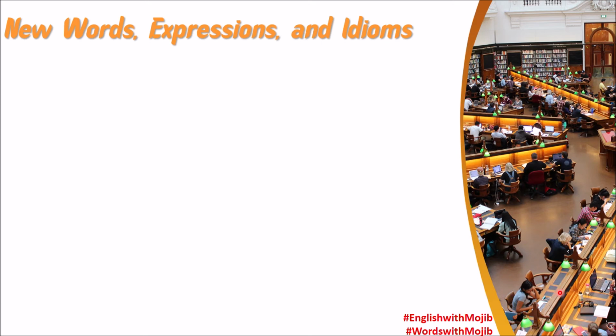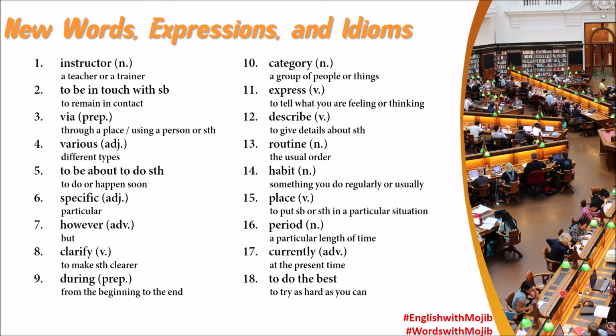New words, expressions, and idioms. Let me read them a bit fast with their meaning. Instructor, a teacher or a trainer. To be in touch with somebody, to remain in contact. For example, I am still in touch with my friend in Canada. Via, through a place, using a person or something. Various, different types. To be about to do something, to do or happen soon. Specific, particular. However, but. Clarify, to make something clearer.